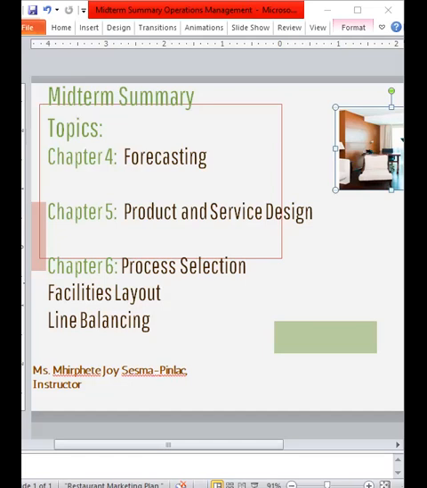Product bundle design is a combination of goods and services provided for customers.